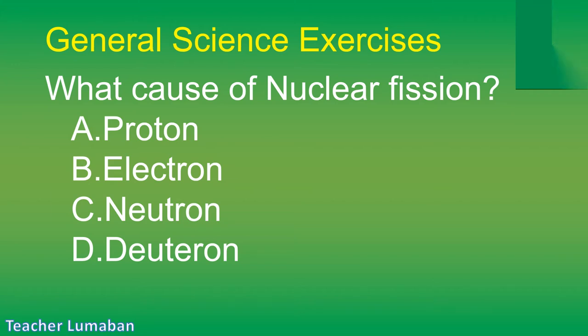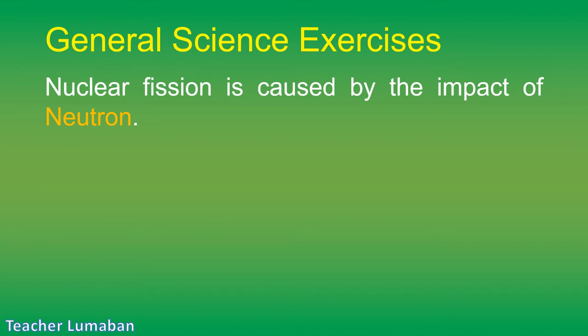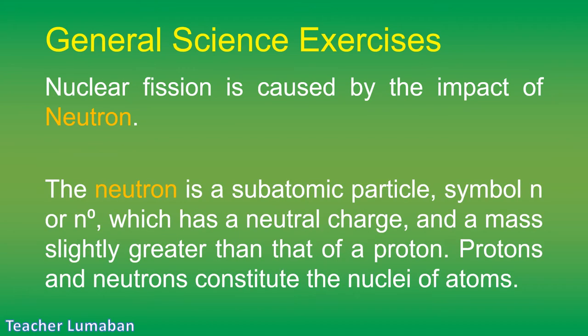The correct answer is letter C, neutron. Nuclear fission is caused by the impact of a neutron. The neutron is a subatomic particle, symbol n, which has a neutral charge and a mass slightly greater than that of a proton. Protons and neutrons constitute the nuclei of atoms.